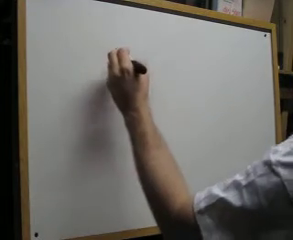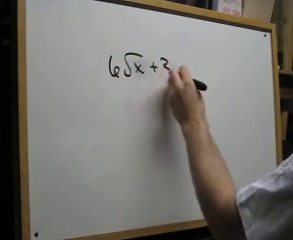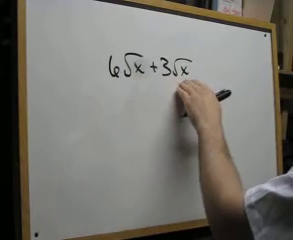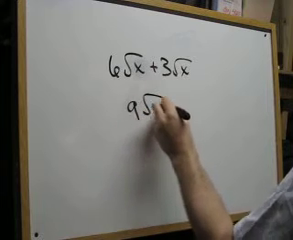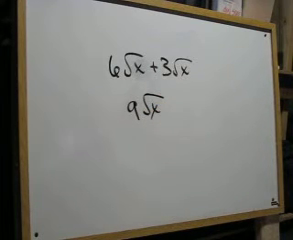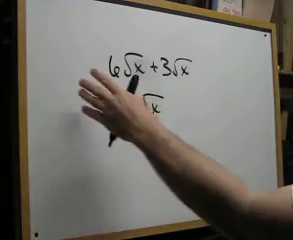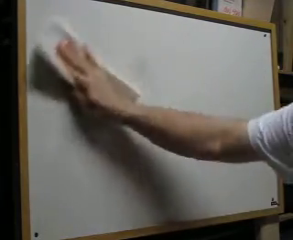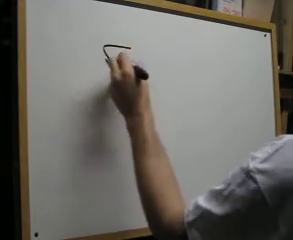So even when I get things like 6 square root of x plus 3 square root of x, well, I've got 6 of the square roots of x, 3 of the square roots of x. I just add those together and I get 9 square root of x, and I'm done. And it doesn't matter how long of a string of numbers I have here. You just add up the numbers outside of the radical sign and drag the radical sign along with you, and you're okay.